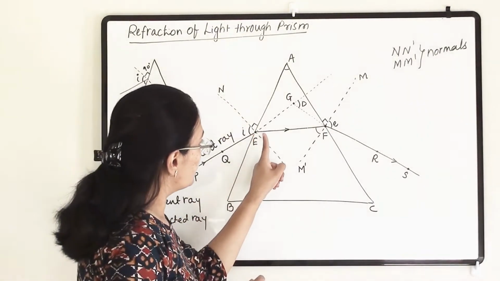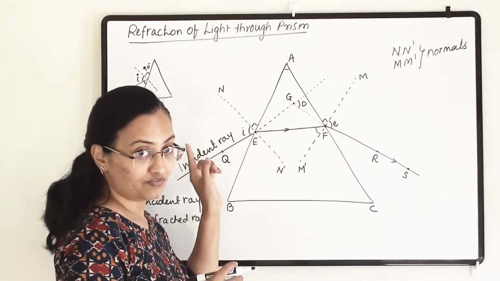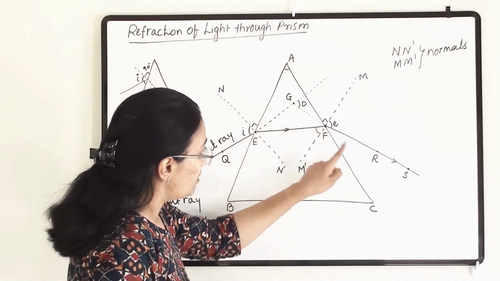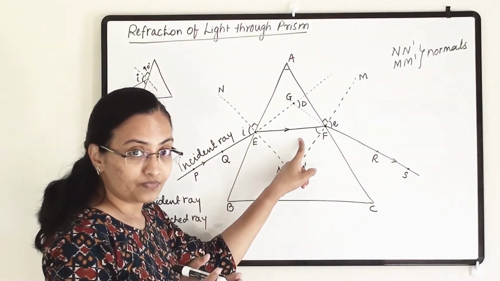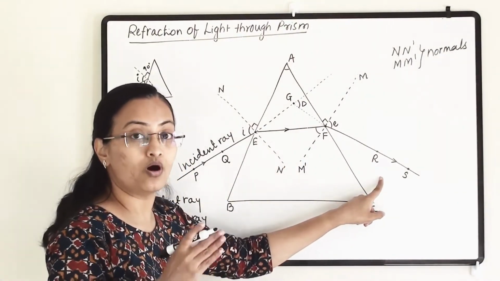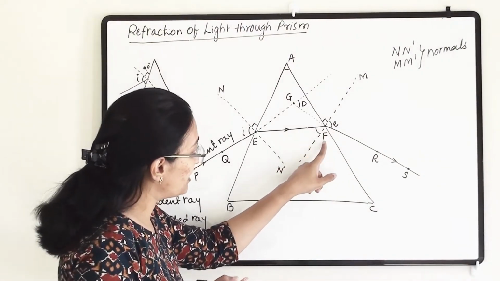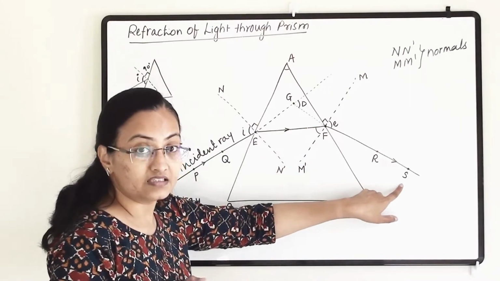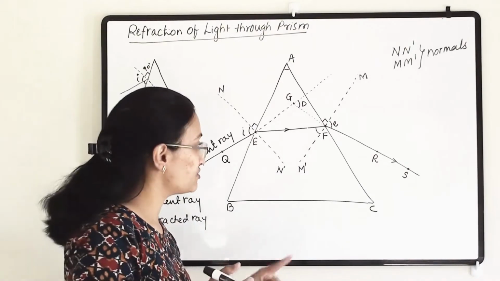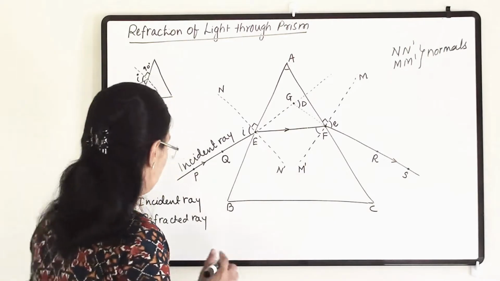In the same way, this ray has been refracted here, that is, it has bent, and it is traveling through the prism. Now it is coming out, so again it is changing its medium. This time it is going from denser to rarer medium, so it will go away from the normal, its speed will increase, and this ray will become FS. This is the emergent ray because it is emerging like this, that's why it is known as the emergent ray. So here FS is our emergent ray.